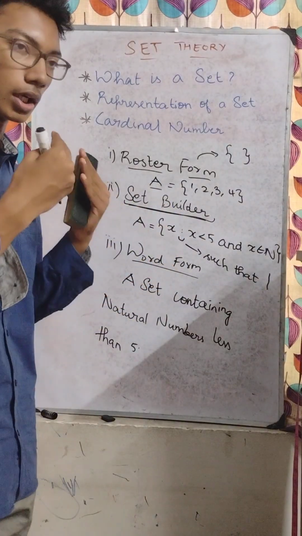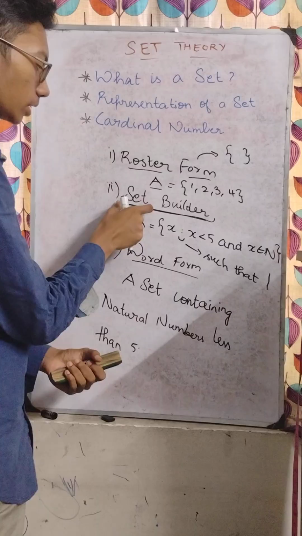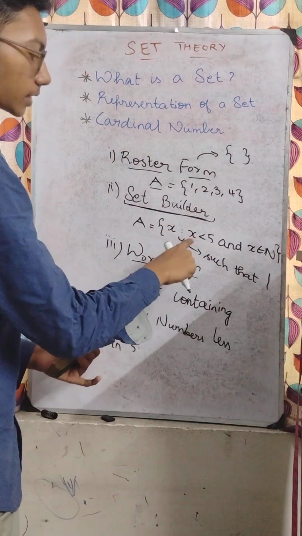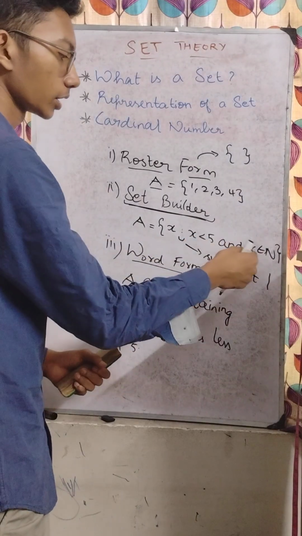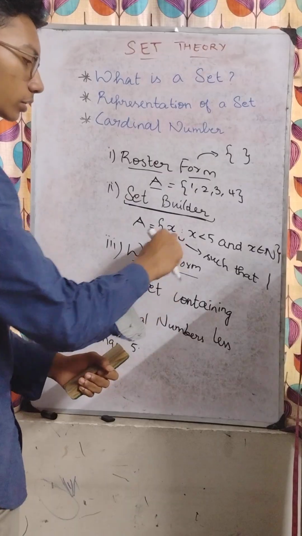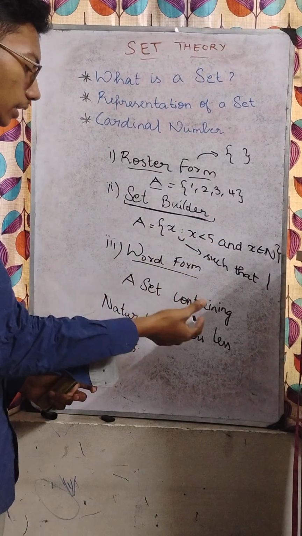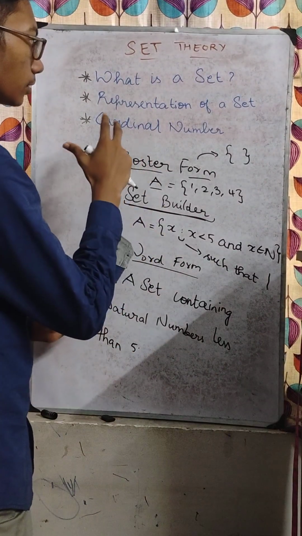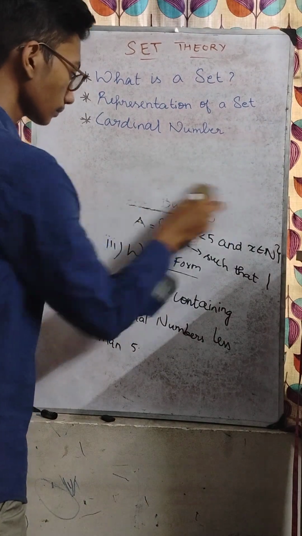It has all the things you need to build the particular set. So that's what set builder form is. It has the variable x. It has the condition that x should be less than 5, and it also gives what kind of number it is. In this case, it is a natural number. The word form is just writing the set in an English word form. So that's it about the representation of a set. These are the three types of it.